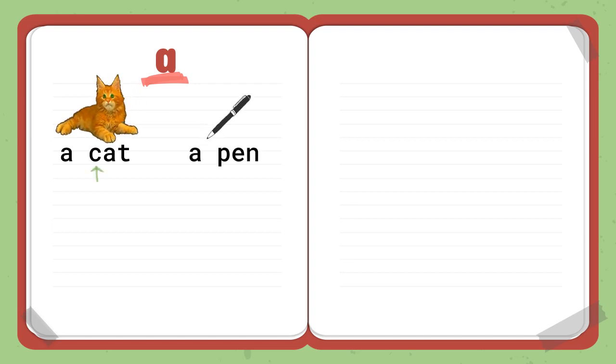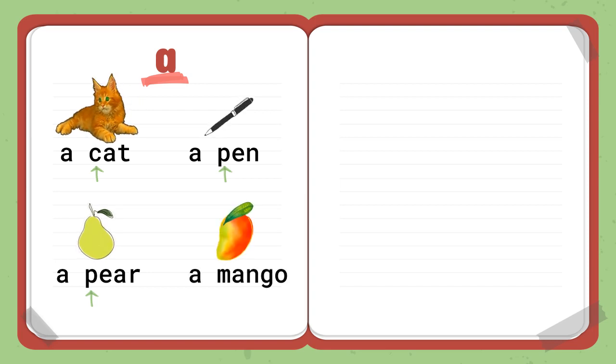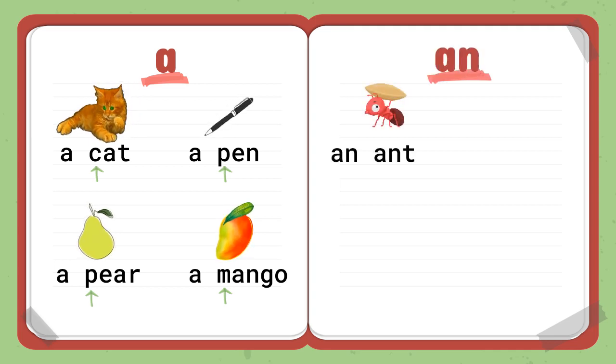Shall we look at the example for the first one? A cat. The noun cat starts with consonant C. A pen. P. A pear. Also consonant P. A mango. Consonant M. Next one we have an.